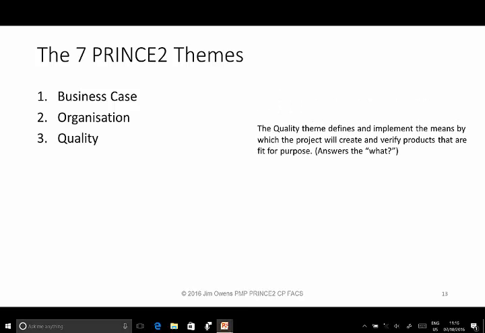Theme number 3, the quality theme. The quality theme defines and implements the means by which the project will create and verify products which are fit for purpose.